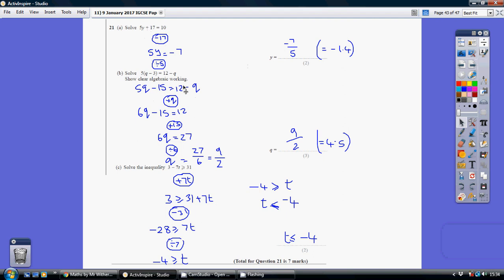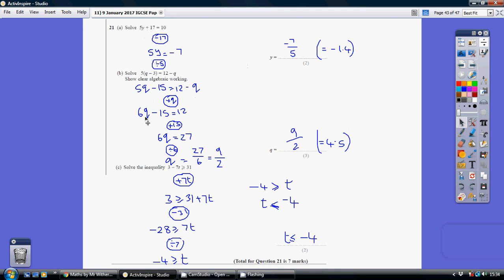Now you want to get all your q's on one side, and it's easier to take the q's over to the bigger side of the q's. So I'm going to take all my q's over to the left. So I need to undo my minus q by choosing to add q to both sides. So at that point I get 6q minus 15 equals 12.